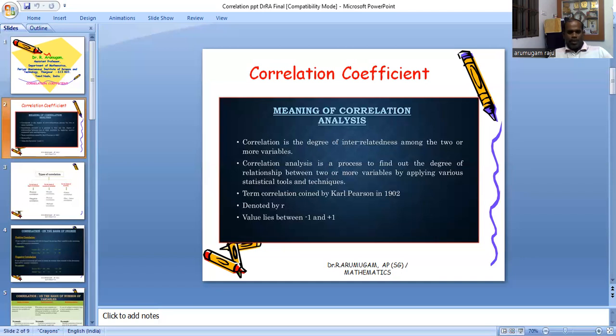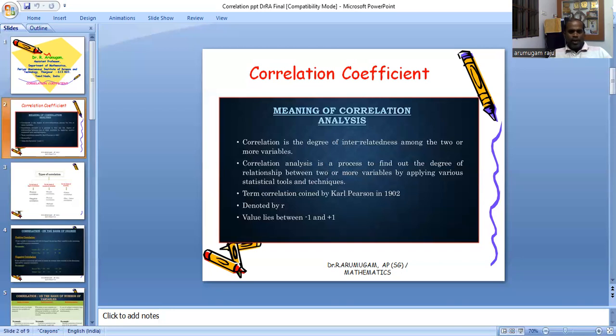Yes, we have some examples for linear correlation. Already we know the concept of linear and non-linear. So linear means if the change in the amount of one variable tends to make a change in the amount of the other variable bearing a constant changing ratio, it is said to be linear correlation.